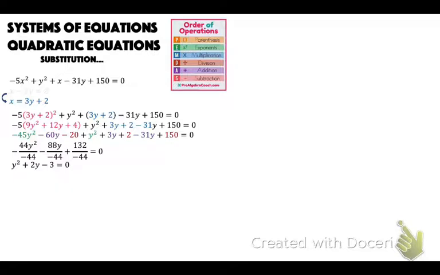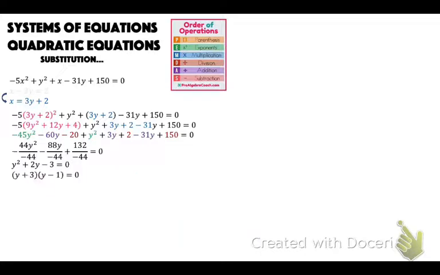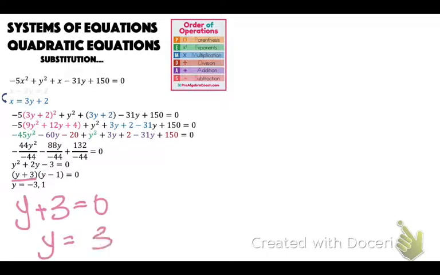Which we can factor. We're trying to see what multiplies to be negative 3 and adds to be 2. Well, that's positive 3 and negative 1. So that factors to y plus 3 and y minus 1. Then we just set them both equal to 0, so you end up getting y equals negative 3 and y equals positive 1. We take that y plus 3, set it equal to 0, so you get y equals negative 3. Same with the y minus 1, set it equal to 0, so you get y equals positive 1.